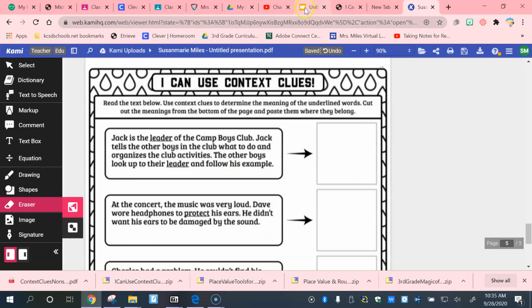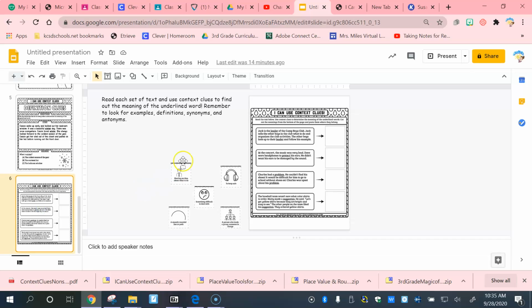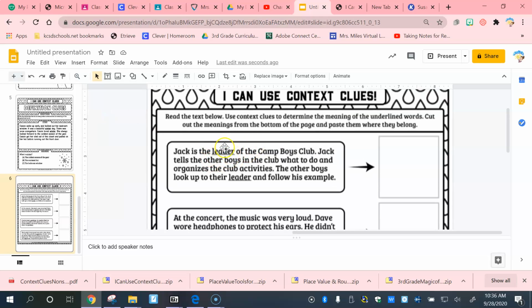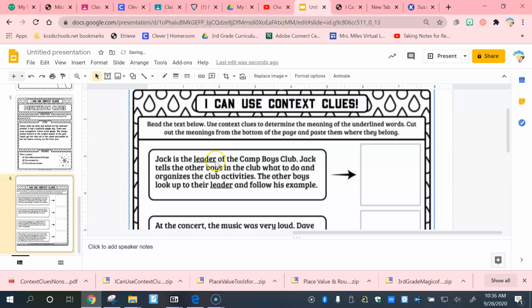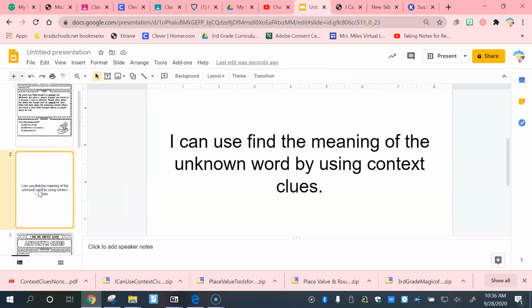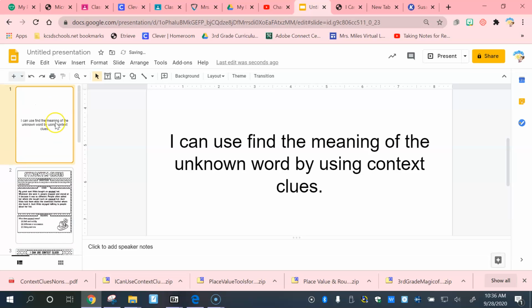So what you're going to do on your Google slide is you're going to come and move these to each one, whichever one has the correct meaning. You'll probably have to zoom in a little bit to read it. So you're going to find out, using context clues, what the meaning of the underlined word is. And by the end of this, we should be able to come back to our I can statement, and we'll go over it in our small group, that we can find the meaning of the unknown word by using context clues. That's our goal. If you're not there yet, that's okay. That's what our small group is for, to really push to that, okay?